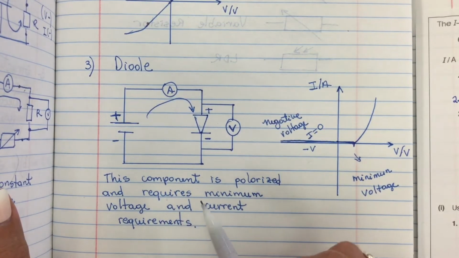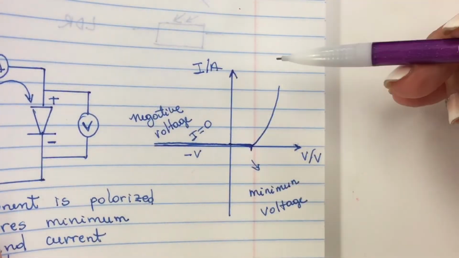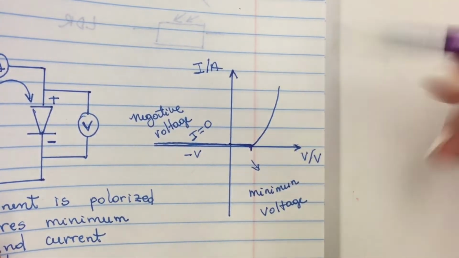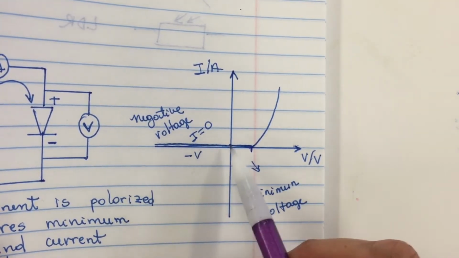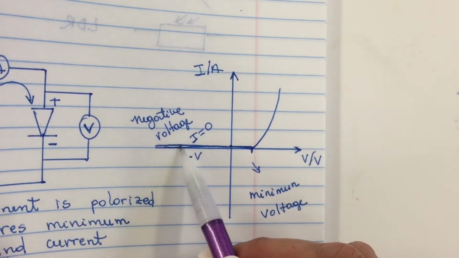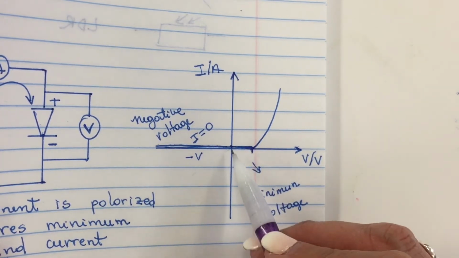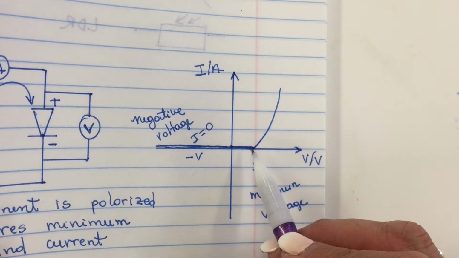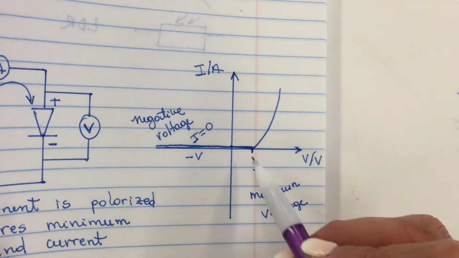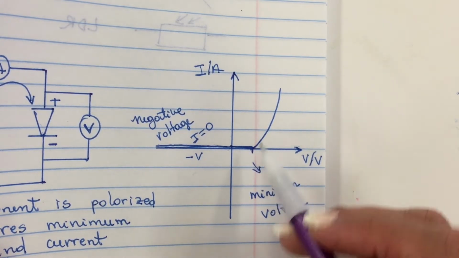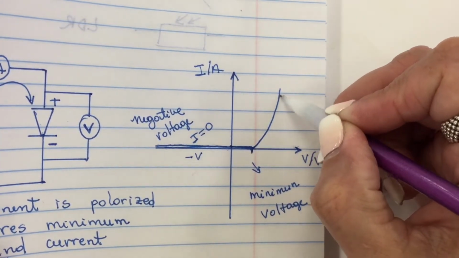Also, a diode requires a minimum voltage and current requirements. Here is the graph of a diode. So, on this negative side of voltage, current will not flow. Now, what happened on the positive side? It still will not let current pass through until the voltage has a minimum value required by the manufacturer. And then after this, the current will flow in an exponential way.